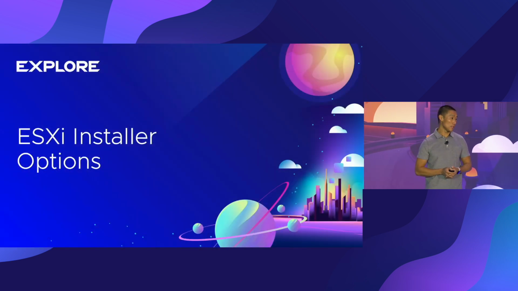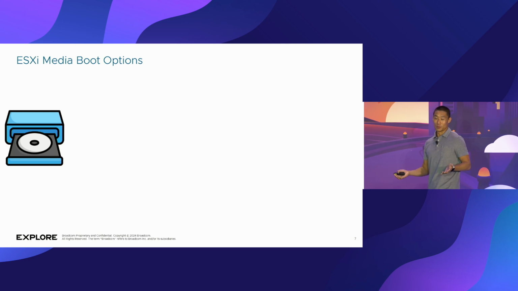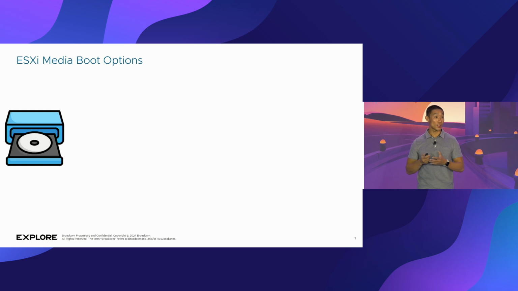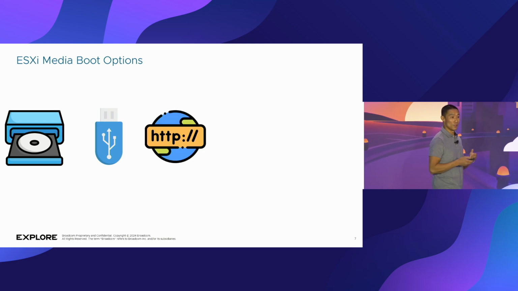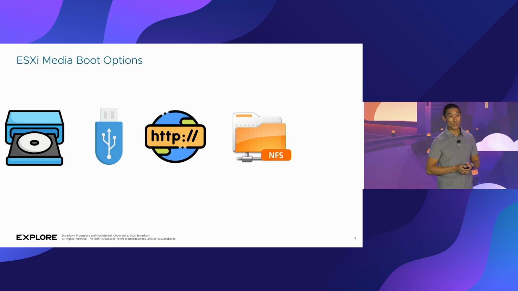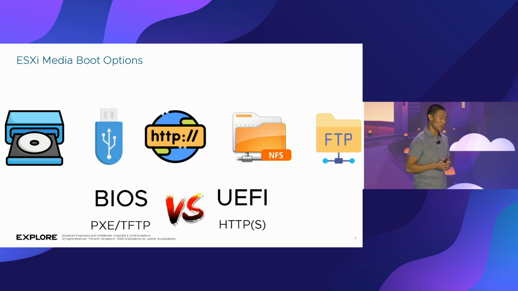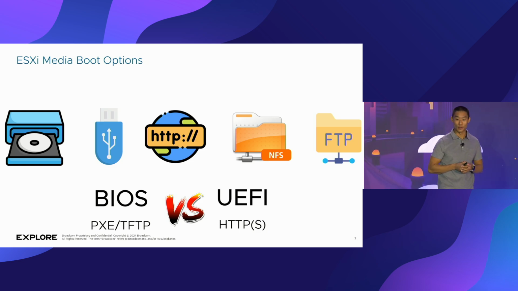So let's take a look at some of the ESXi installation options and what those are. As many of you know, you've probably installed ESX or ESXi at some point in your life, probably using an ISO or CD-ROM image. But there are a number of different media options to boot the installation, from USB, using a web browser, as well as NFS and FTP. It's important to understand that when you're booting up the ESXi installation media, there are two different firmware types that are supported.